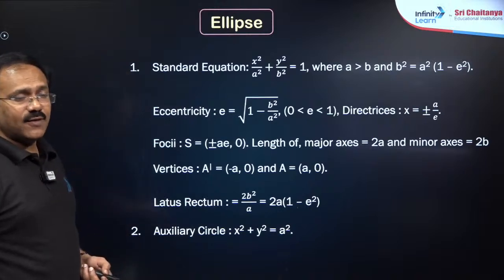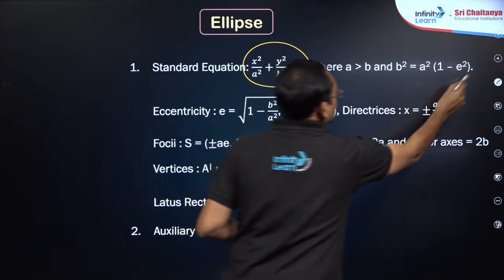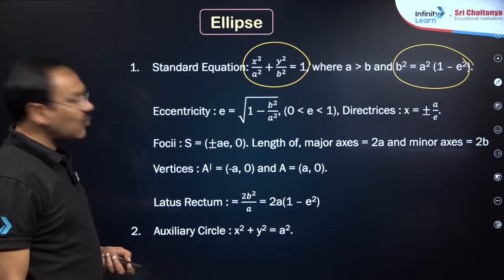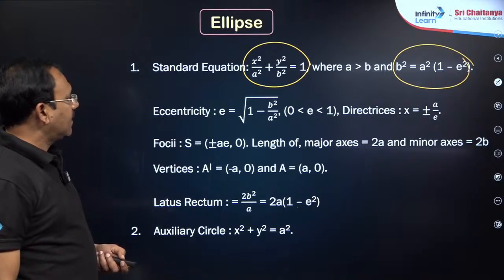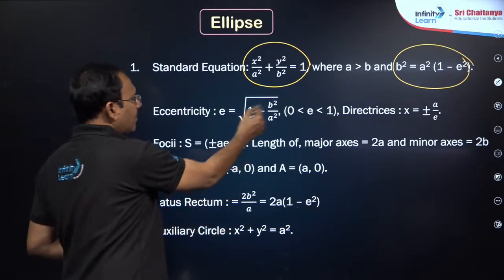Coming to ellipse, my dear friends, you know well this is the standard equation, and b square is equal to a square into 1 minus e square, dear students. So the eccentricity will be the root of big number minus small number by big number.